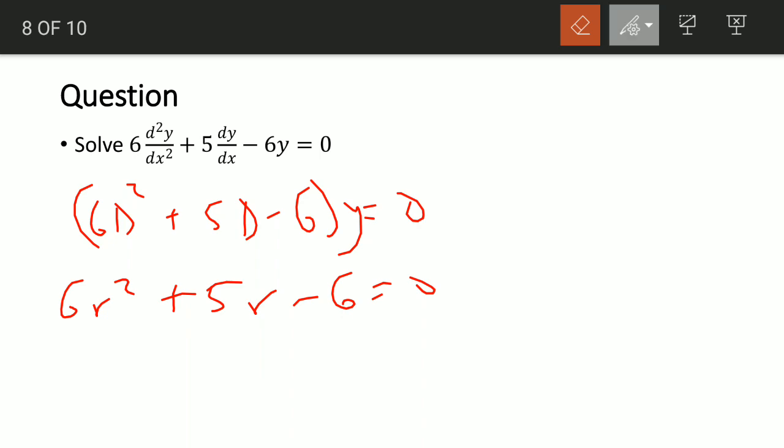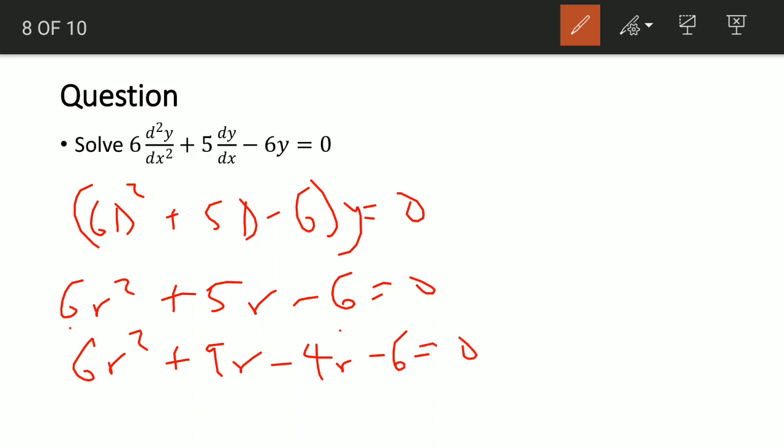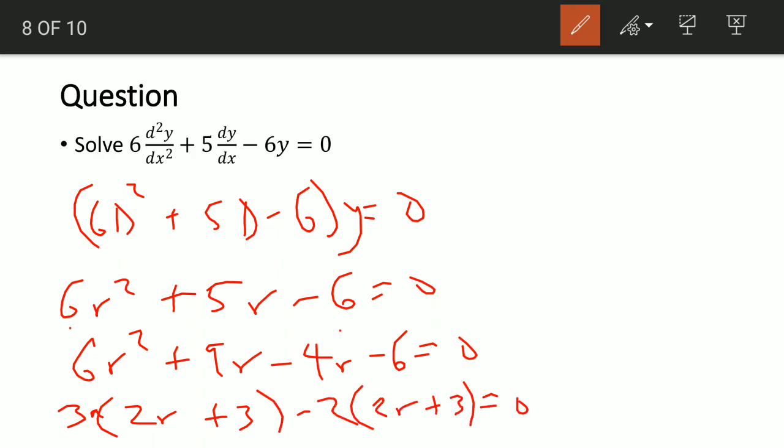So to solve this particular equation, we multiply the first and the last value, which gives minus 36. So we look for two values that will multiply to give us minus 36, but when they add, give us 5. And from what I can see, 12 times 3, no, that's not going to work. 9 times 4 works very well. So it's going to give us 6r squared plus 9r minus 4r minus 6 equal to 0. Here you see 3r is common. We're going to get 2r plus 3. Then minus 2 is common here. You're going to get 2r plus 3, all equal to 0.